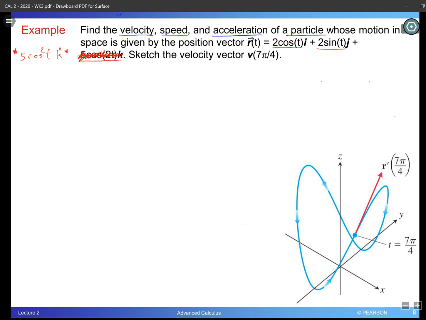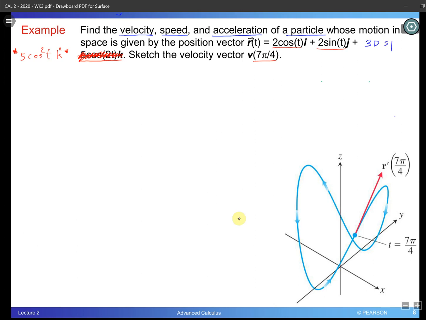Then they ask us to sketch the velocity vector at time equal to 7 pi over 4, but it's already shown at the bottom of the slide, so we don't need to do that. The first thing we know about this is the position vector that is given to us. It has 3 components. 3 components means that we are working in 3D space.